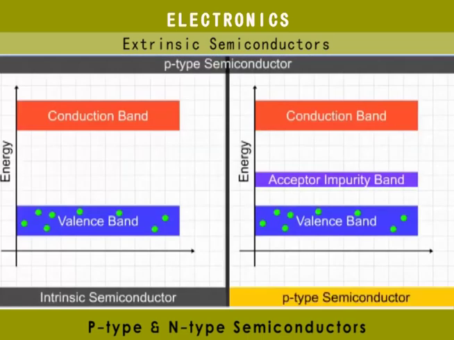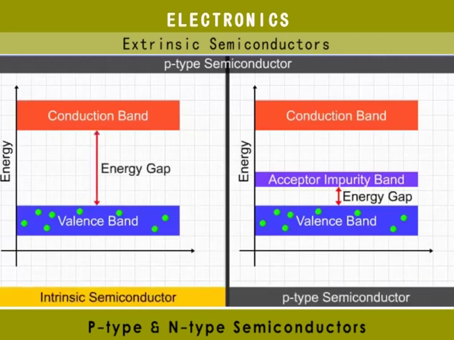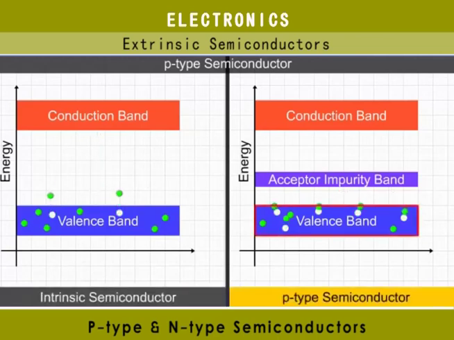A p-type semiconductor has an acceptor impurity band lying just above the valence band. Therefore, the valence electrons can leave the valence band by covering a much smaller energy gap as compared to an intrinsic semiconductor. The electrons can move to the acceptor impurity band even at room temperature to create holes in the lattice. This makes the conductivity of a p-type semiconductor much better than an intrinsic semiconductor.